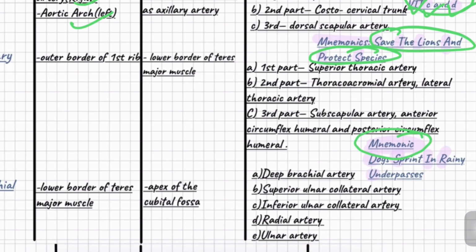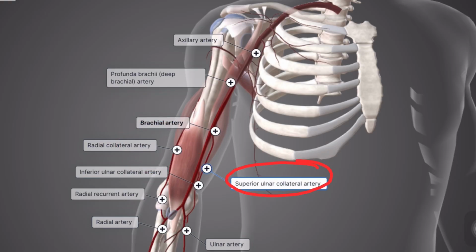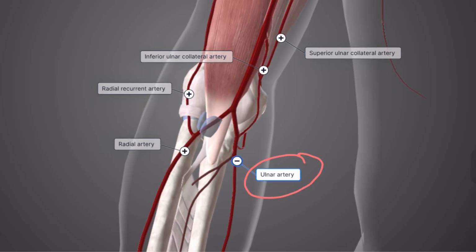For branches, we have a mnemonic, that is dogs sprint in rainy underpasses. D for deep brachial artery, S for superior ulnar collateral artery, I for inferior ulnar collateral artery, R for radial artery, U for ulnar artery.